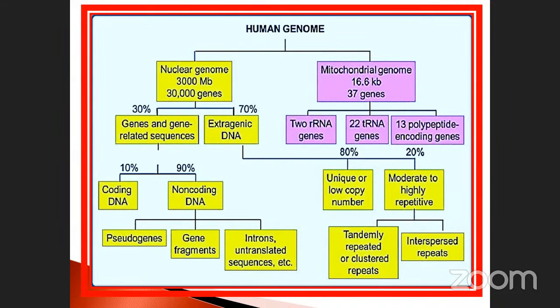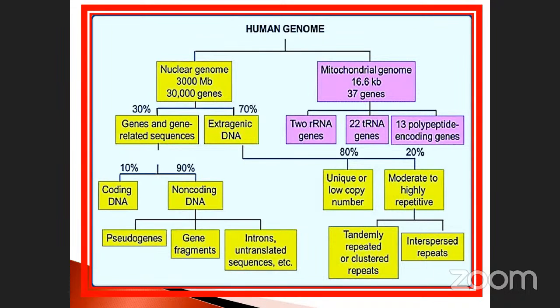This part is very, very important: the nuclear genome and this part only. So no need for this part. Human genome: nuclear genome and mitochondria, otherwise called extra chromosomal. How is the nuclear genome divided? Extragenic DNA comes here in this part, and genes and gene-related sequences. This is very, very important.